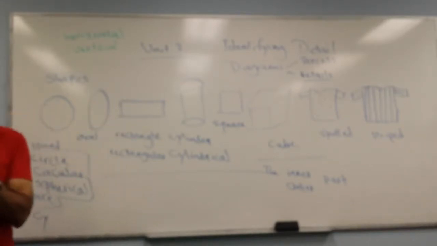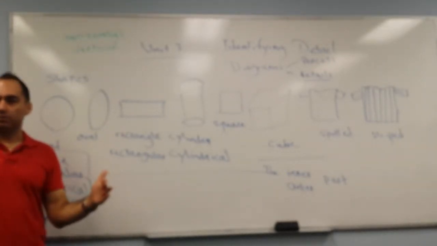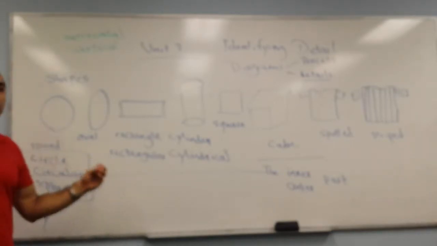This one is an oval. Oval is noun and adjective both. It is an oval. It is oval. Okay? Like we say, a circle, an oval.